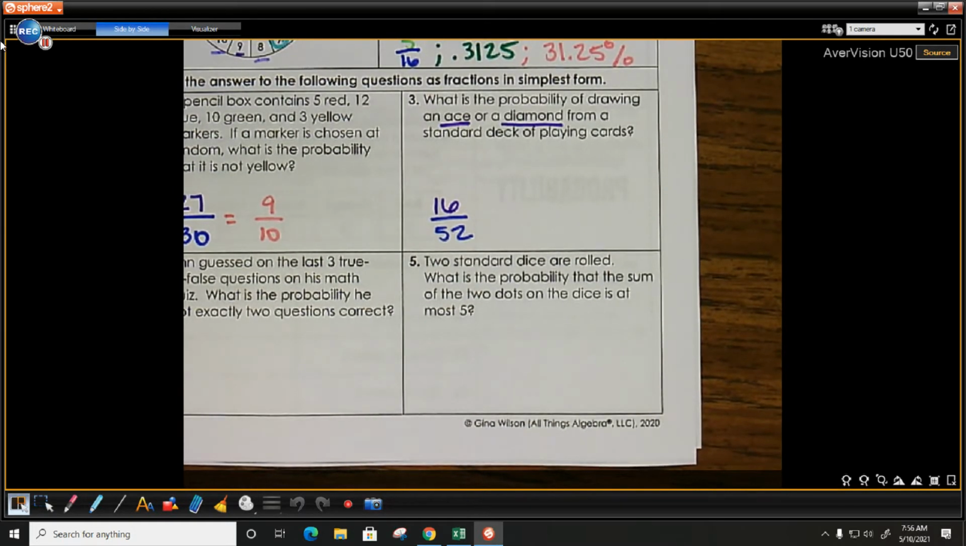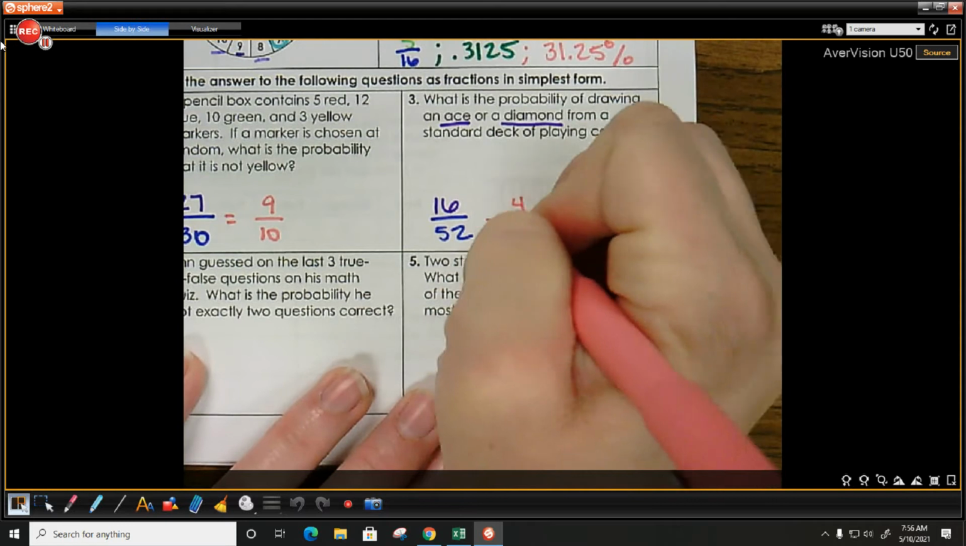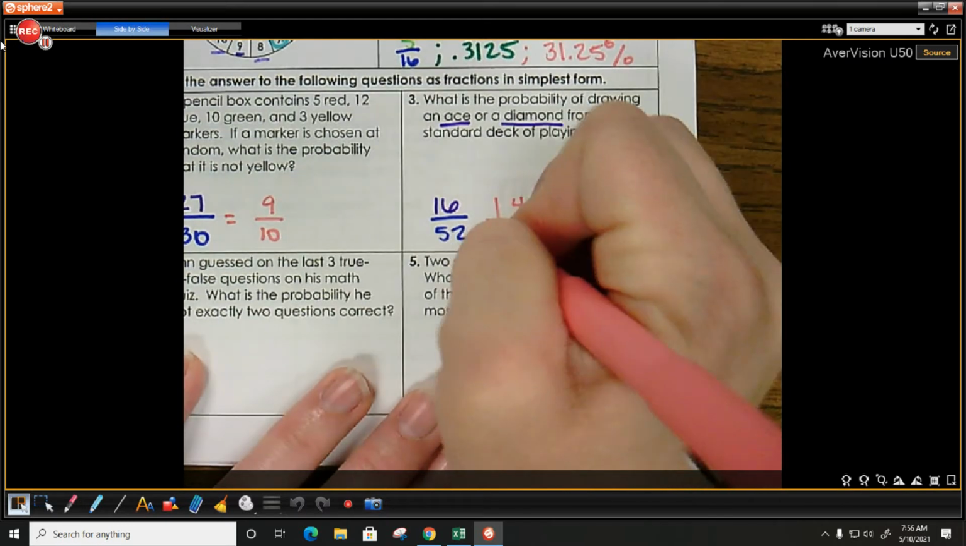Simplify that, and we get 4 over 13. Good?